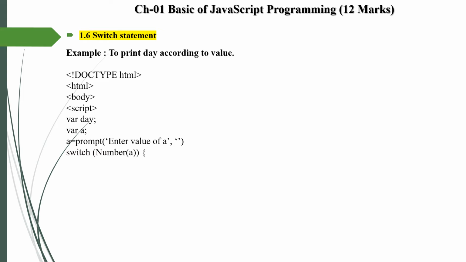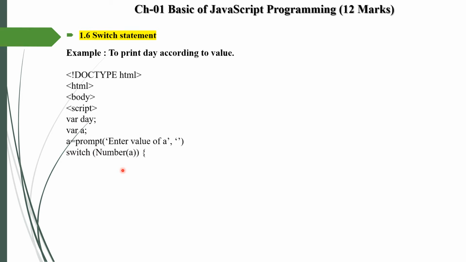Then we define switch statement, and inside switch statement we pass the method Number. Okay, in bracket we pass a. Why? Because the value taken from keyboard in a is in the string. So first we convert string into number. So for that we use method Number. So a is converted into number.